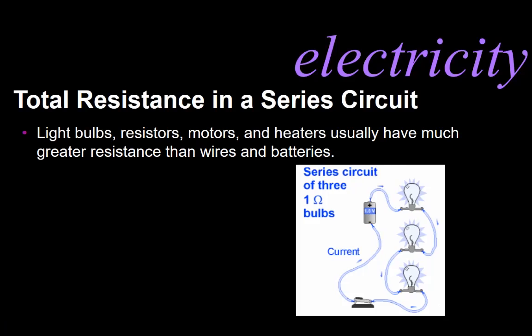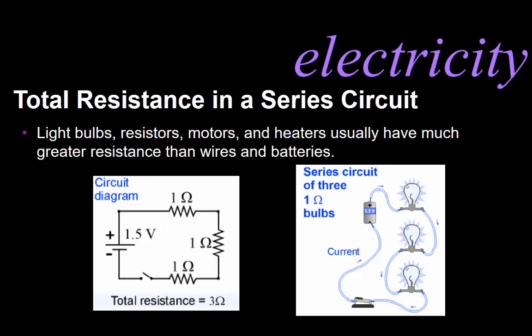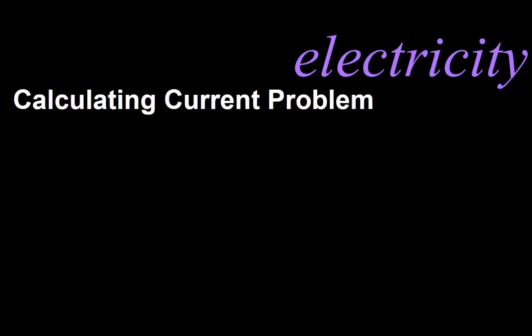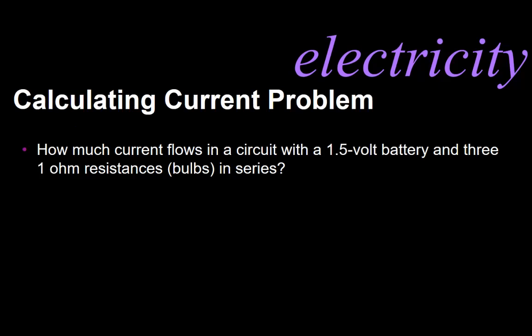So in a particular example like this, you have a series of 3 bulbs. They're all 1 ohm. So we can very easily go ahead and add them all together to get our total resistance. And you see here, we've got a 1.5 volt battery. We've got a 1 ohm, a 1 ohm, and a 1 ohm for a total of 3 ohms of resistance in this particular circuit. So let's go ahead and try calculating it. How much current flows in a circuit with a 1.5 volt battery and 3 1 ohm resistances, let's say the bulbs in the previous example?